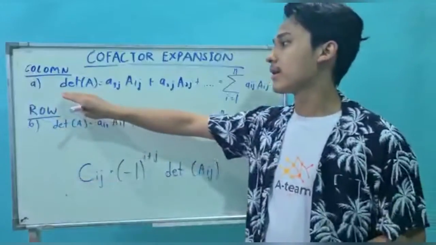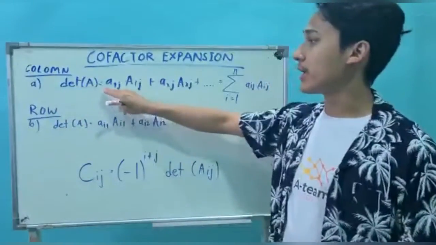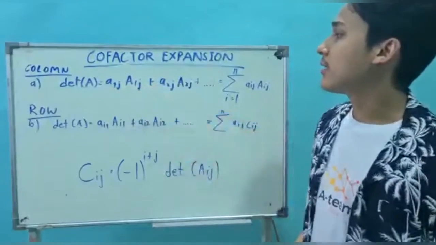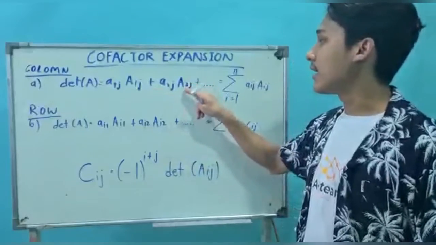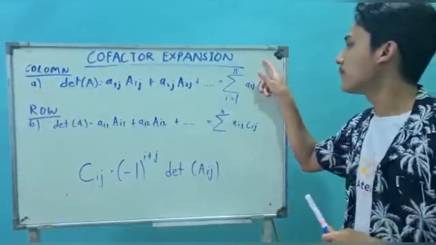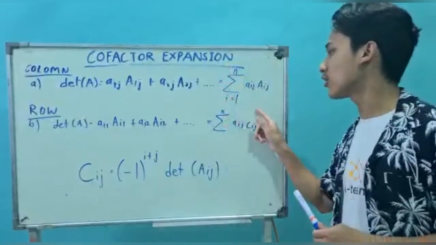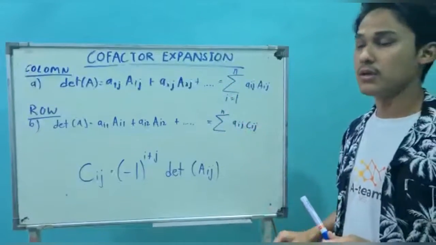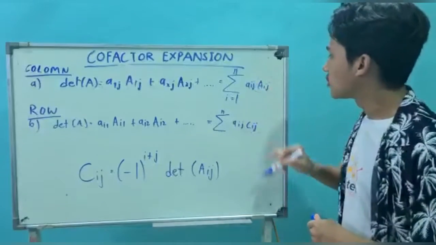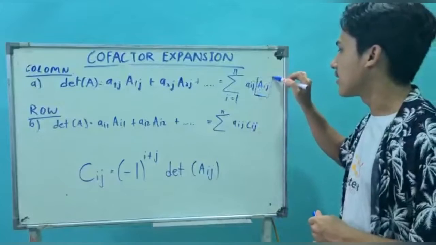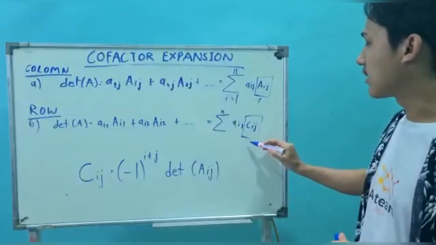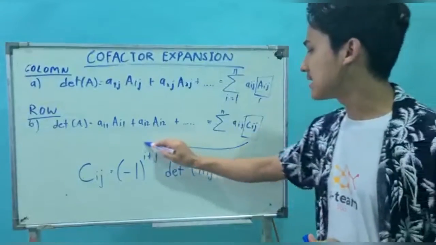So let's say by the column, the determinant of A is equal to a1j times C1j plus a2j times C2j, and continue so on. So this is the formula for the column. Actually, it's not quite different from the row formula, which is here. If you're wondering what this Aij or this Cij means, it is the same thing, which is this formula again.